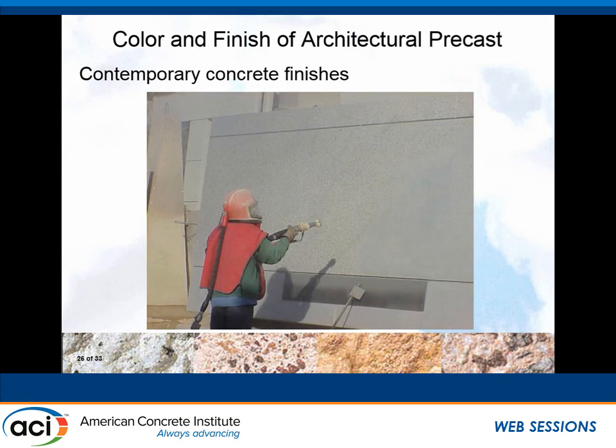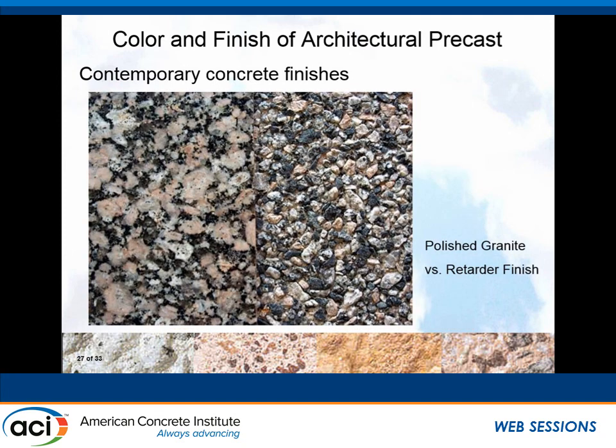But costs being the way they are, the ability for one guy with a sandblast hose to finish those panels is really attractive. Here's an example. This is actually polished granite, and this is a retarded finish, just once again to illustrate what those chemical retarders on forms can do now.